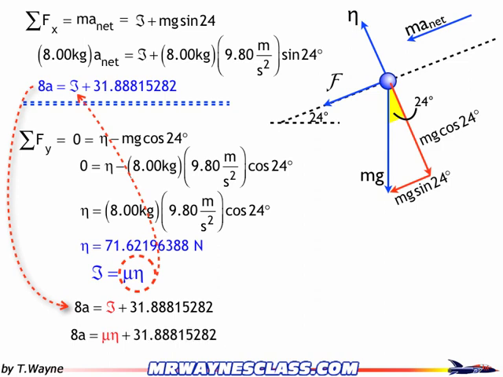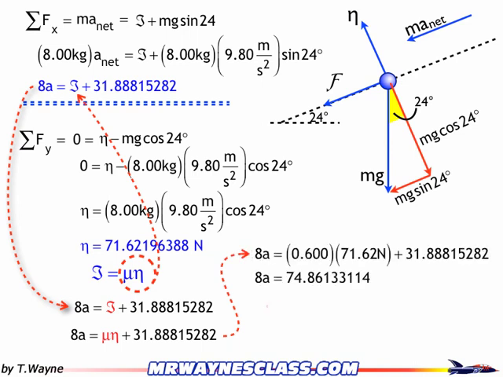And because I know what N is, I know what mu is, I can just put those numbers in, and now it becomes really straightforward to find the acceleration. So when I solve for the acceleration, I get 9.36 meters per second squared.